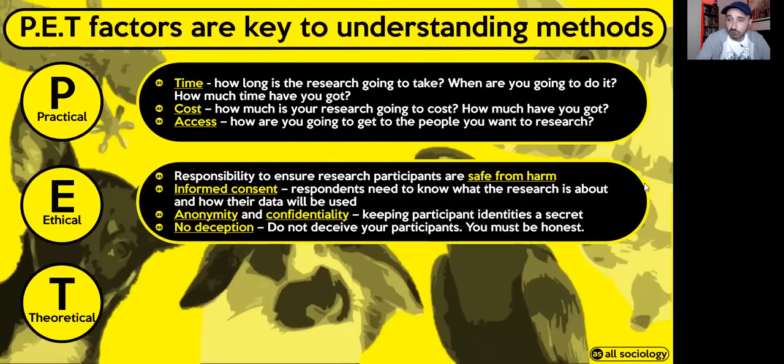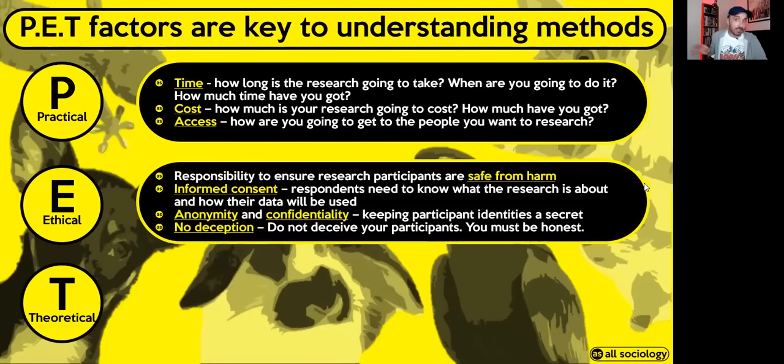Number 1 is making sure that everyone is safe from harm. You shouldn't bring anyone into any kind of harm, both physically or emotionally or mentally, as a result of you doing your research. Secondly, probably most importantly, before you get anyone to participate in your research, you will need to get them to give you what is called informed consent. They need to know what you're doing, why you're doing it, what's going to happen to their data, and they need to agree to doing it. Yeah, okay, I'm fine for you to do that. If you don't get that, you can't really do it.